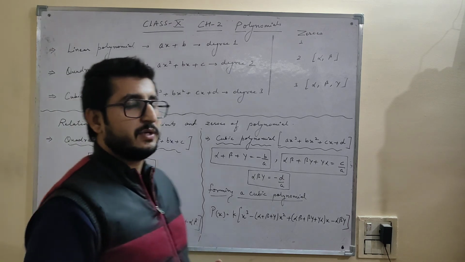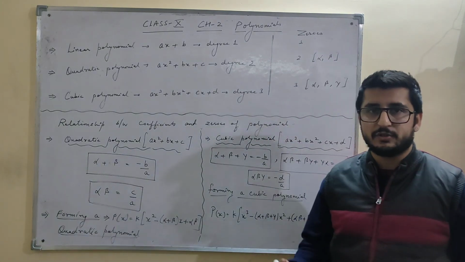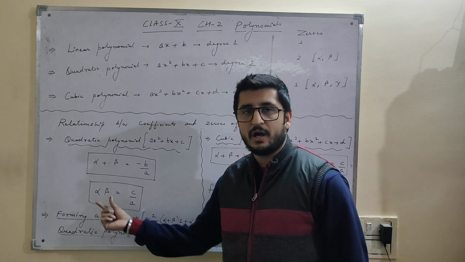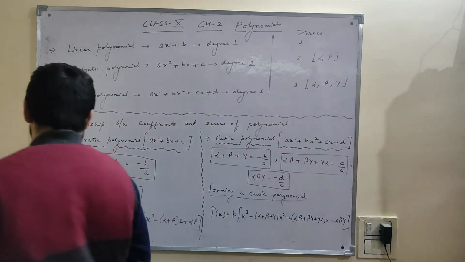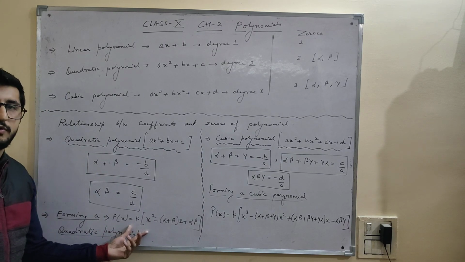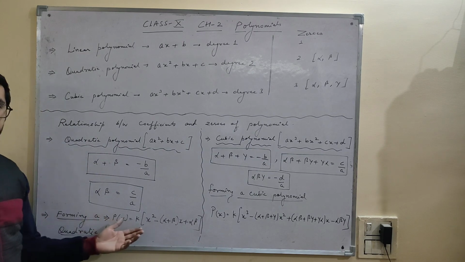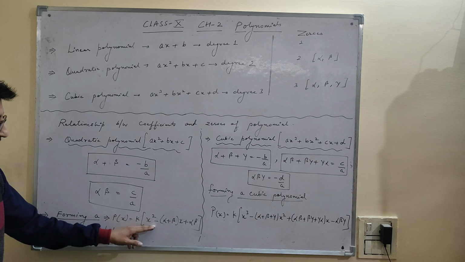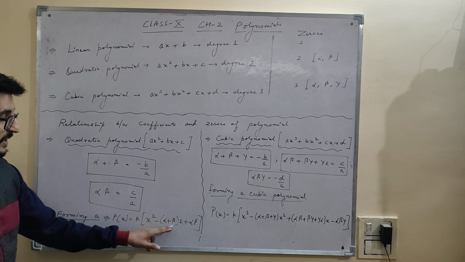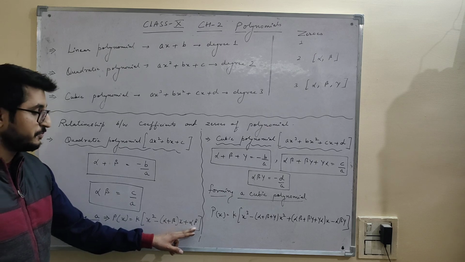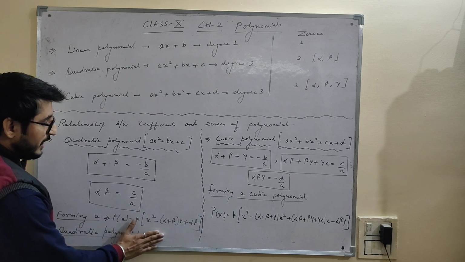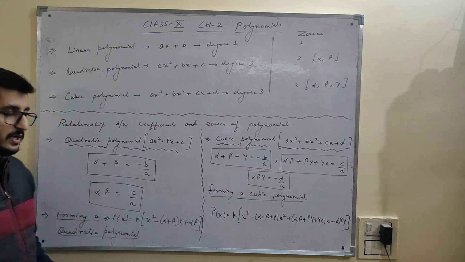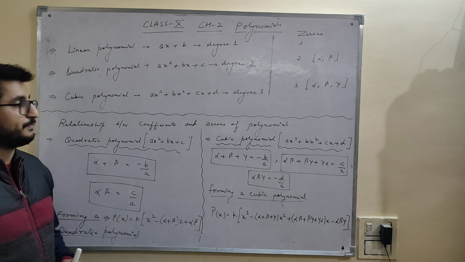Now, if you are given the sum of the zeros and the product of the zeros, that means the value of alpha plus beta and the value of alpha beta, how can you form the quadratic polynomial? You can use this particular expression: px representing the polynomial is equal to k, which is a constant, into x square minus the sum of the zeros, that is alpha plus beta, into x plus alpha beta, which denotes the product of the zeros. This expression will give you the required polynomial, given that the sum and product of the zeros are given to you.